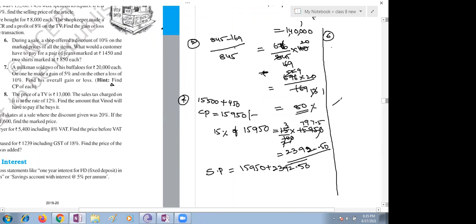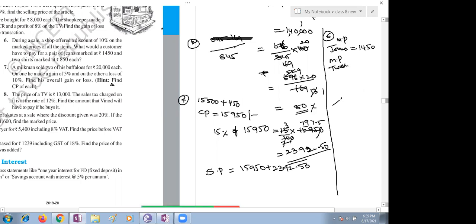There is jeans. Children, how much is paid for jeans? What is the market price of jeans? Ma'am, the market price of jeans is 1450. The market price of the two shirts would be 1700.